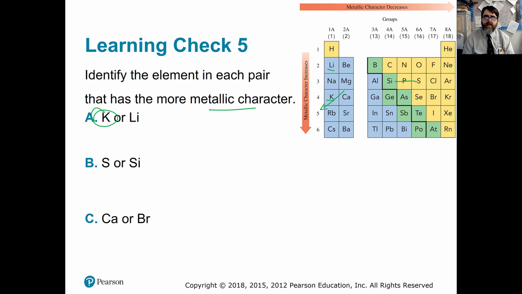Sulfur, silicon, neither one of those are metals, but silicon is in that metalloids, kind of metal-like, and again, it's to the left. Calcium bromine, it's the same thing here. We have a non-metal and a metal. Of course, the metal is going to be more metallic than the non-metal. So there you have it.